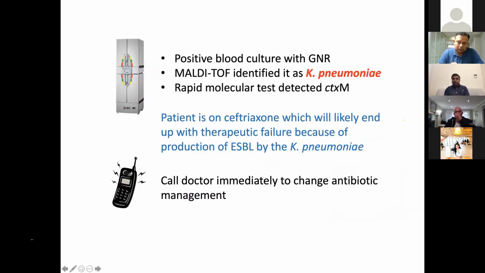Third example: you have a positive blood culture with gram-negative rod, and MALDI-TOF identified it as Klebsiella pneumoniae. And you have a rapid molecular test in your lab, which detected a gene called CTX-M, which indicates that this organism may be producing extended-spectrum beta-lactamase. However, you found the patient is on ceftriaxone, and it is known that even third-generation cephalosporins may lead to therapeutic failure in bacteremia with ESBL-producing Enterobacterales. So you call the doctor immediately to change the antibiotic management.